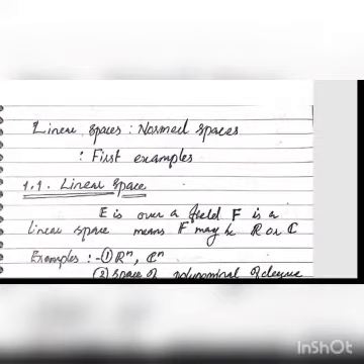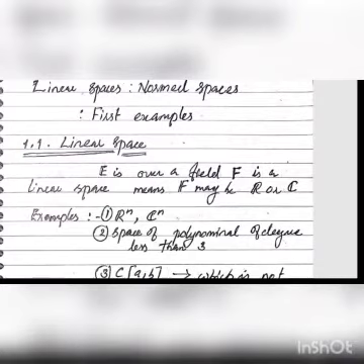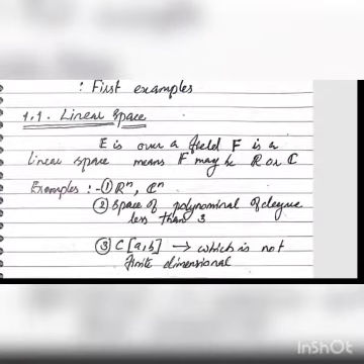So, linear space, normed space, first example. 1.1 Linear space. Linear space, another name is vector space. E over a field F is a linear space, where F may be R or C, that means the real numbers or the complex numbers. So we are assuming that a linear space means a vector space.